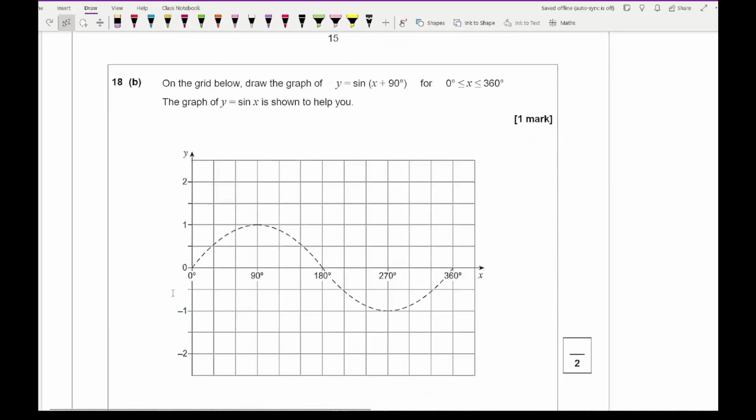Then for question 18b, it says on the grid below, draw the graph of y equals sine of x plus 90. So here I'm adding something to the x, so it's going to be a shift of 90 to the left. So again, I pick my key points, and what I'm going to do to each of those points is just move them across 90 degrees to the left. So this point will become here, that point will become there, this point is there, this point is now going to be here, and that point is now going to be there. All that's left for me to do is join those points up, and I should get something that looks like that.